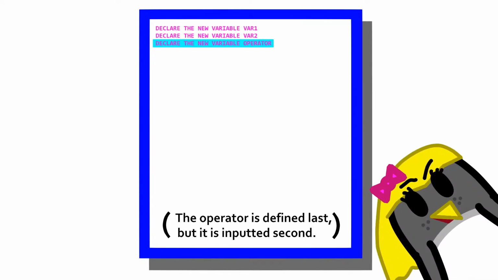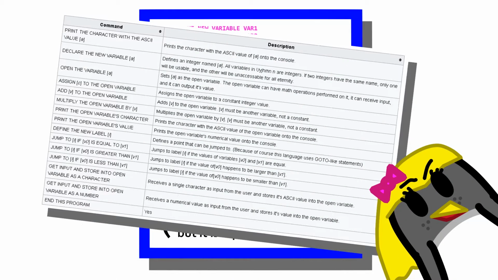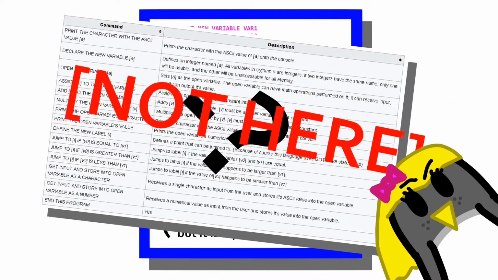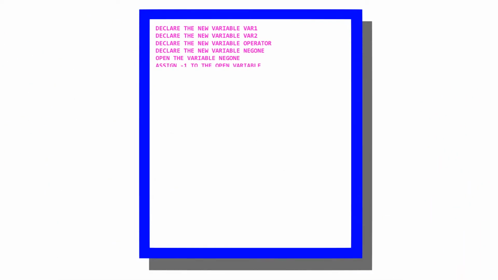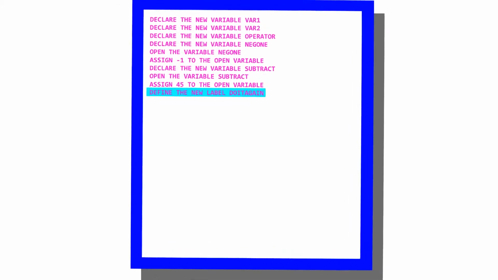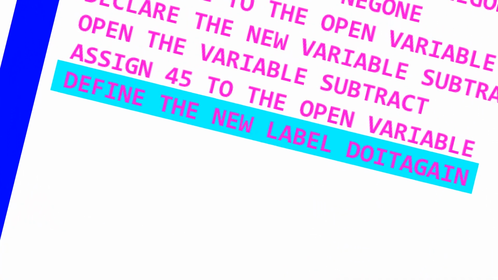Hey, sorry to interrupt, but I was looking at the list of commands on the wiki, and where's the subtract command? Not here! So we define and set a variable that will contain the constant -1. To check what operator the user typed, we need to declare another variable that holds 45, the ASCII value for the minus character. After that, a label is declared, making it so you can run calculations forever. There will be no escape.